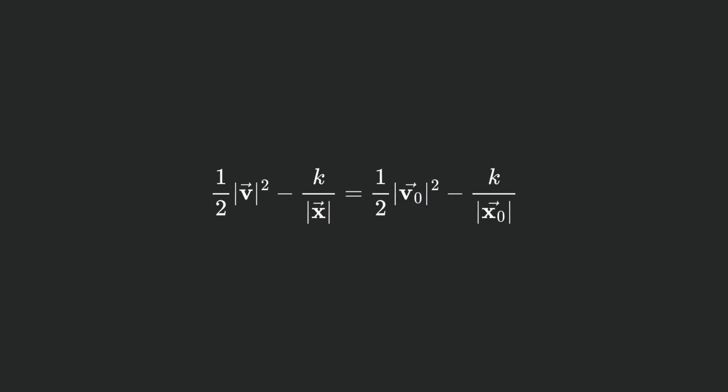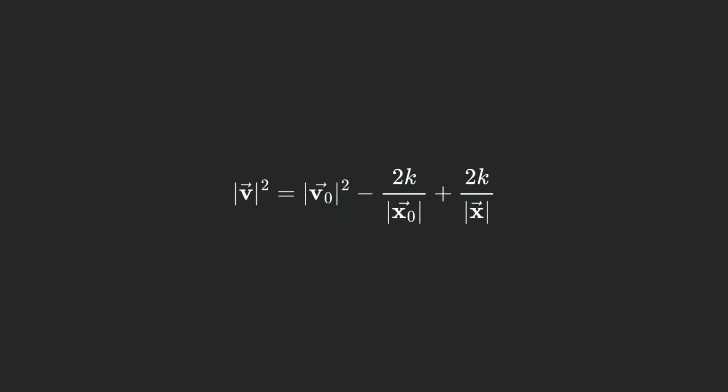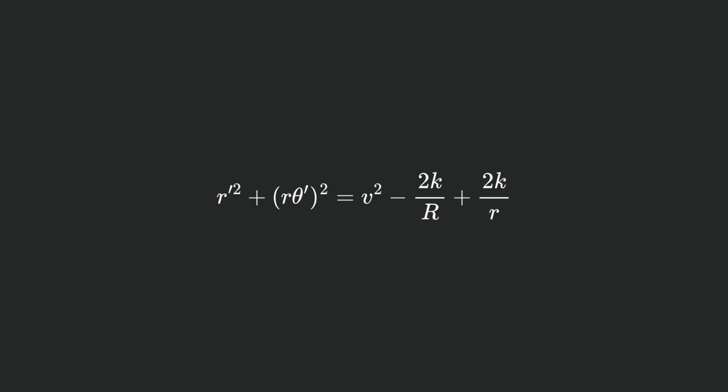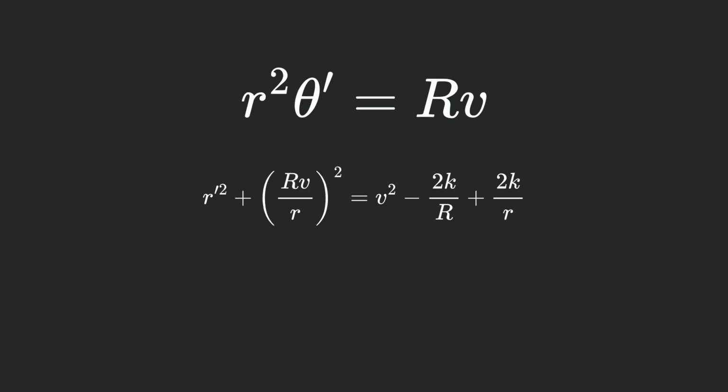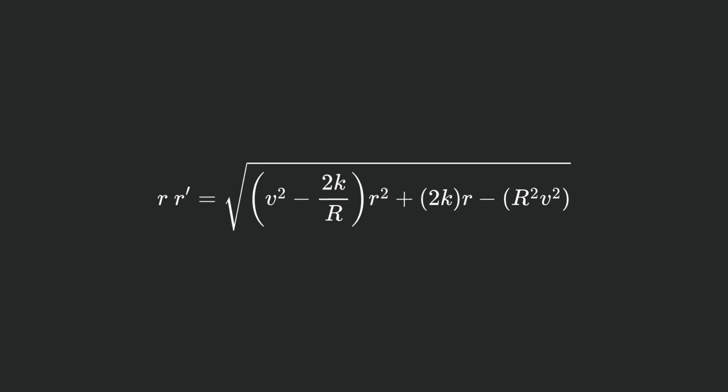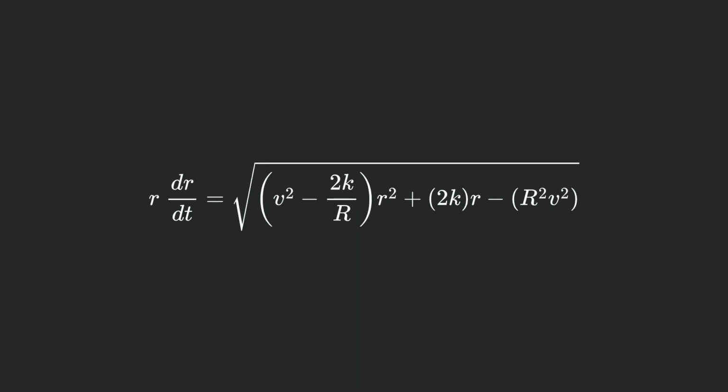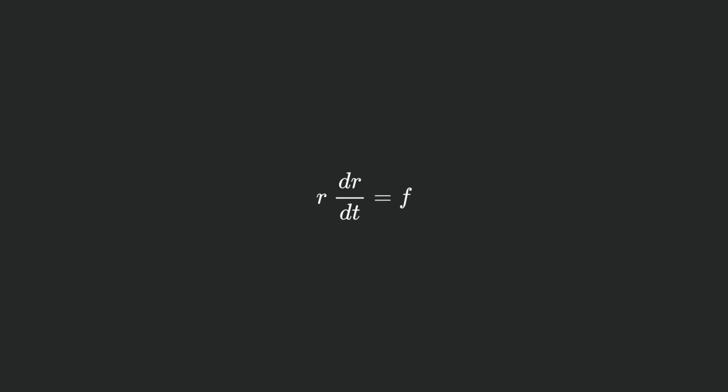Let's continue. We multiply by 2, isolate the velocity squared, rewrite it our way, remember the expression for velocity and r times v, and with a few more steps we obtain the following equation. Now it's not difficult to solve for t. We call everything on the right-hand side f, and t turns out to be this.